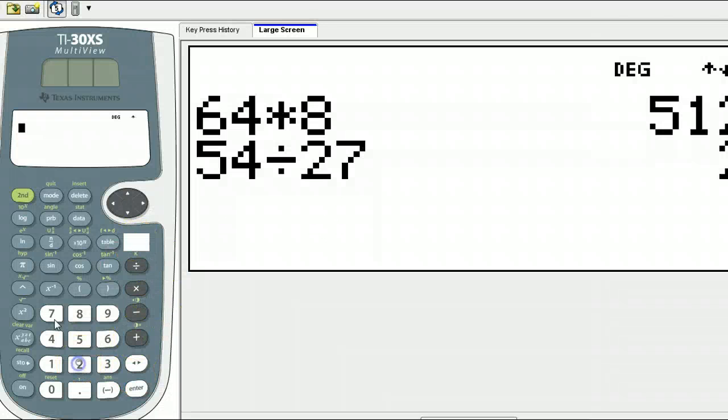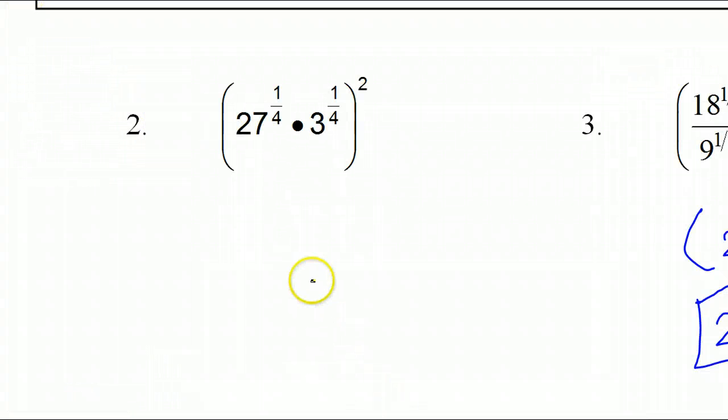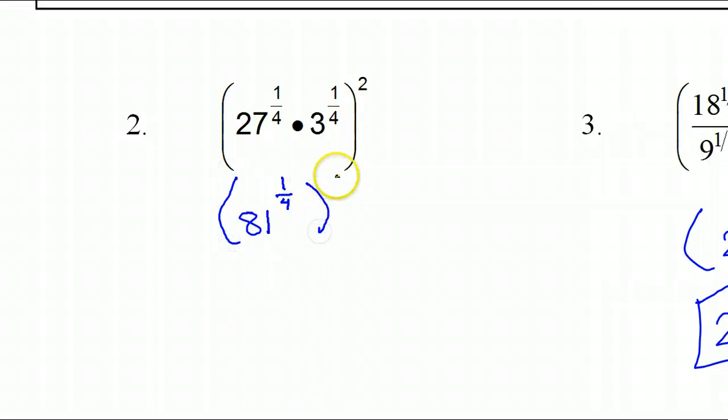27 times 3 is 81. So this is going to become 81 to the 1/4 power. Now, all of this is still squared. Look, I have a choice. I can simplify 81 to the 1/4 power, or I could multiply by the 2 and simplify afterwards. Either way, I'll get the same answer.